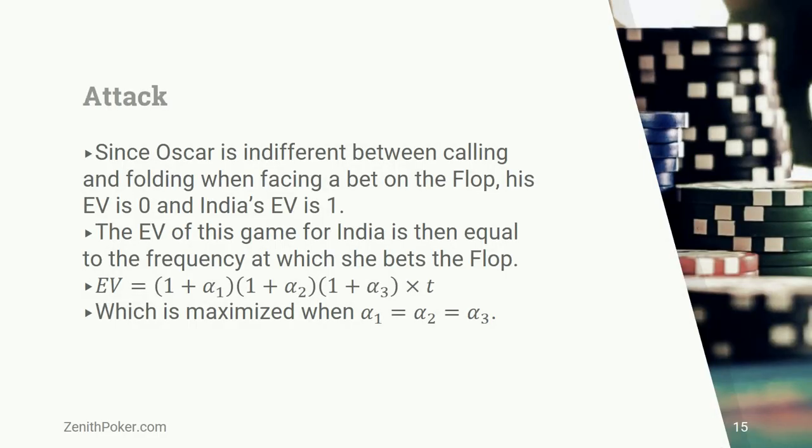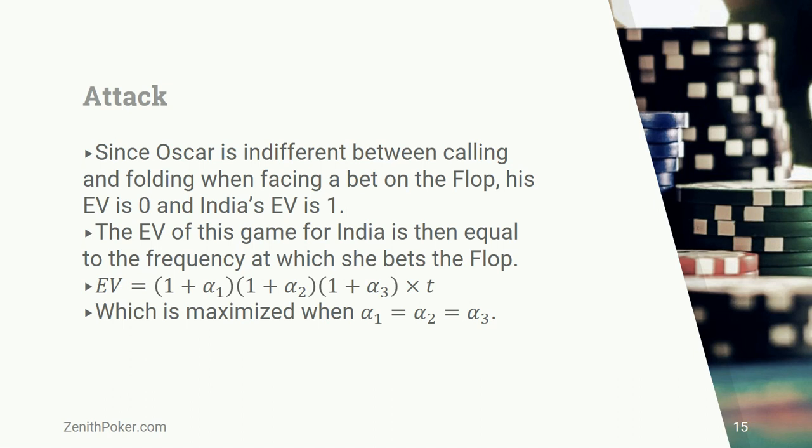Now we know with this strategy that Oscar is indifferent between calling and folding when he faces a bet on the flop. And so when he faces a bet on the flop, his EV is 0 and India's EV is 1. And so the total EV of this game for India is going to be exactly the frequency at which she bets the flop, which is 1 plus her bluff to value ratio times t, which is how often she has a value hand.